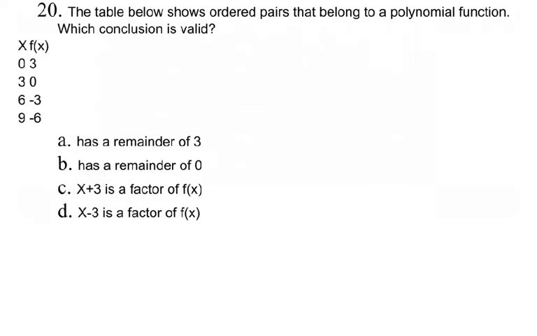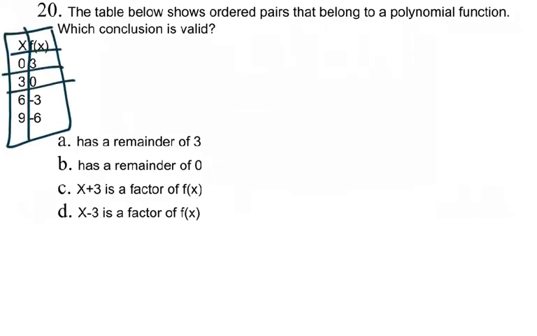Alright, so this is supposed to look like a table. It does on the actual notes. Sorry about that. Okay, so the table below shows ordered pairs that belong to a polynomial function. Which conclusion is valid? Has a remainder of 3. Once again, I'm missing some stuff from the answer choices. I'm going to look back on the actual study guide and fix this really quick.